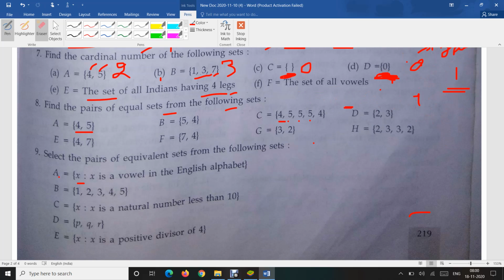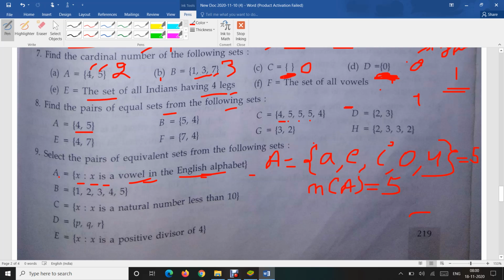A part: {x : x is a vowel in the English alphabet}. How can you write it in roster form? First of all, you have to convert this set builder form to roster form. It can be written as {A, E, I, O, U}, because it is saying vowels in the English alphabet, and the vowels in the English alphabet are A, E, I, O, U. That means 5. The number of elements in set A is equal to 5. Also, the number of elements in set B is equal to 5: 1, 2, 3, 4, 5. That means A is equivalent to set B.